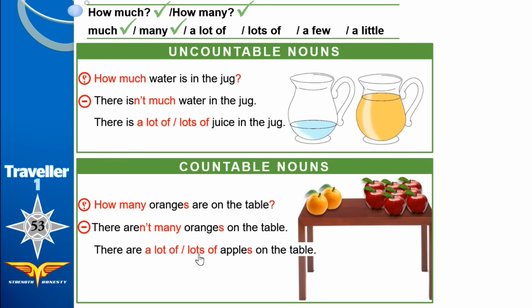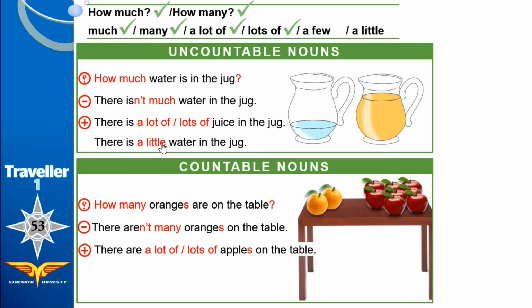Notice, if you use lots with an S, don't put a. You know that the article a and an can only be used with singulars. If you say lot, you say a lot of. Okay, what type of sentences are these? They are affirmative sentences. So, a lot of and lots of are used in affirmative sentences with both countable and uncountable nouns. Very good. Now we only have a few and a little remaining.